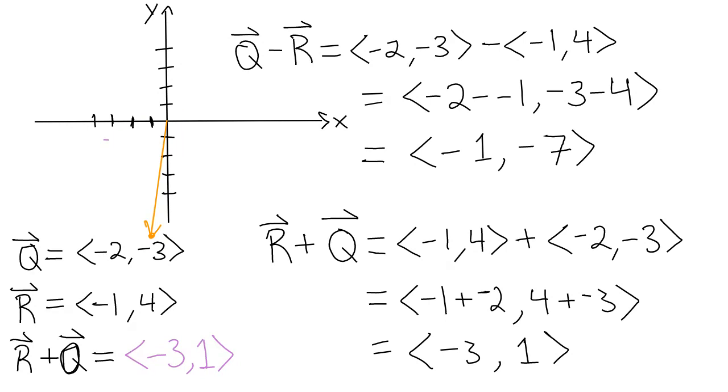But let's see if I can prove it visually. First let me do Q. Q is -2, -3, so Q is like here. And then R is -1, +4. So R is up here.